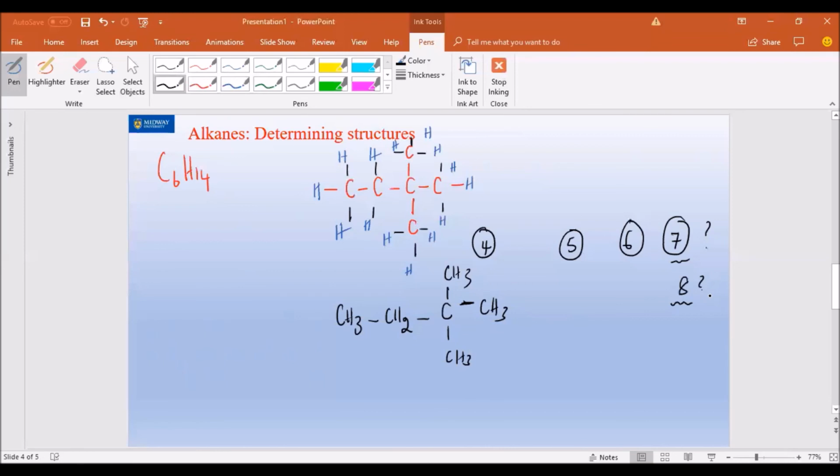This is how you draw isomers. That is, all of these have, say, 6 carbons and 14 hydrogens, but how they are positioned is different. All right, so stay tuned.